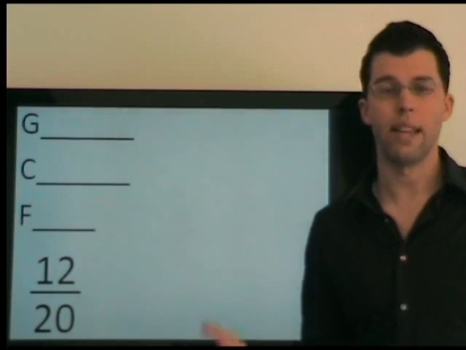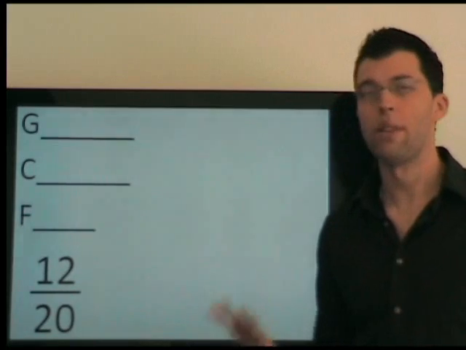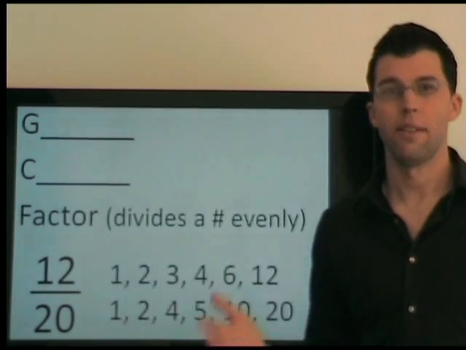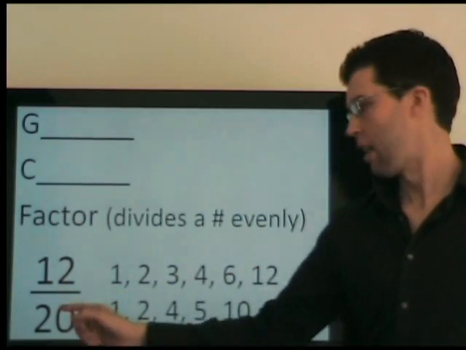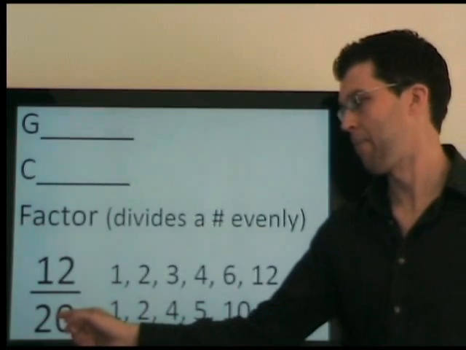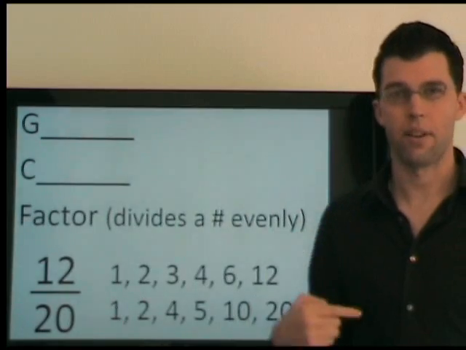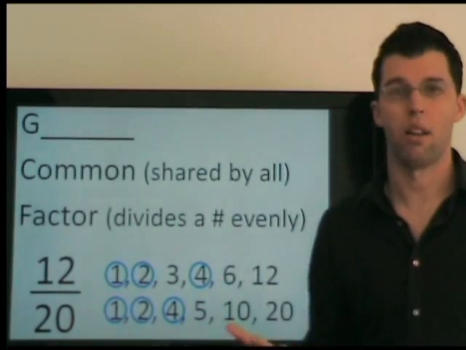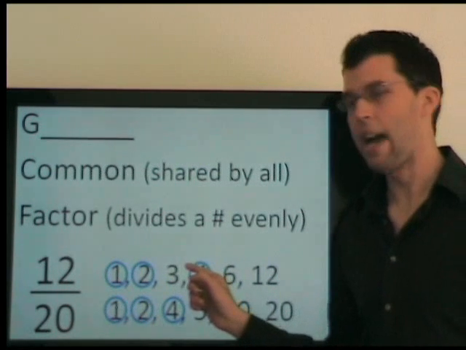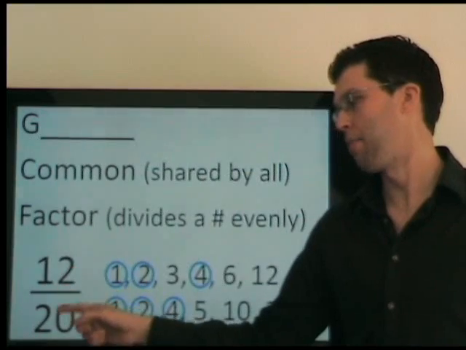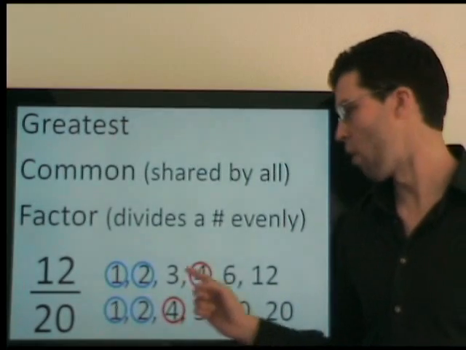Now I'm going to go over all the details of simplifying fractions. So the F in GCF is for factor. What's a factor? A factor of a number divides it evenly. So these numbers divide 12 evenly. These numbers divide 20 evenly. Now for us to cancel, we need the same factor. This is called a common factor. Common here means shared by all, like a common room or common sense. So here, 1, 2, and 4 are factors of both the numerator and denominator. And greatest, of course, means we select the largest one, which is 4 in this case.